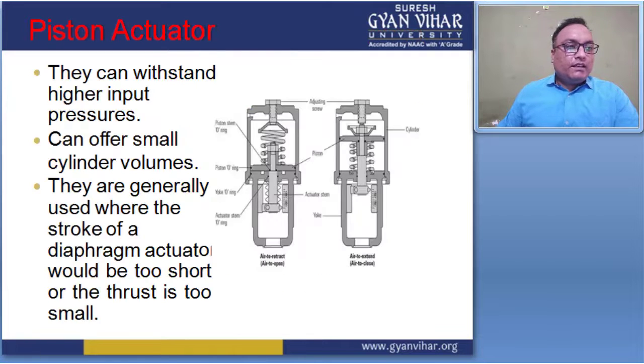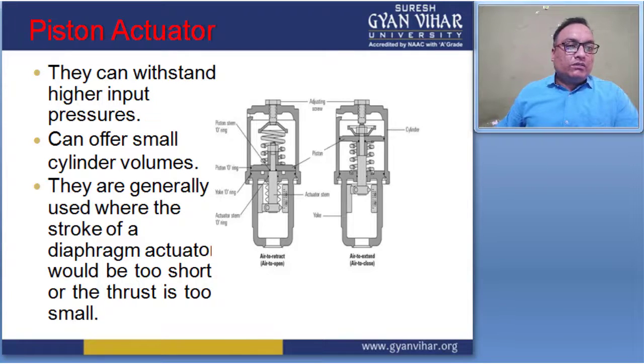These are different kinds of special type actuators. This is the piston actuator, and it can withstand higher input pressure and offer small cylindrical volumes. They are generally used where the stroke of a diaphragm actuator would be too short or the thrust is too small. So this type of actuator is used in many industries.